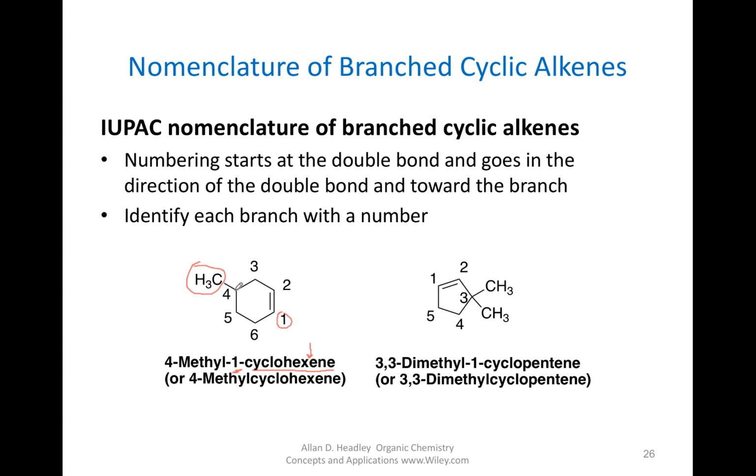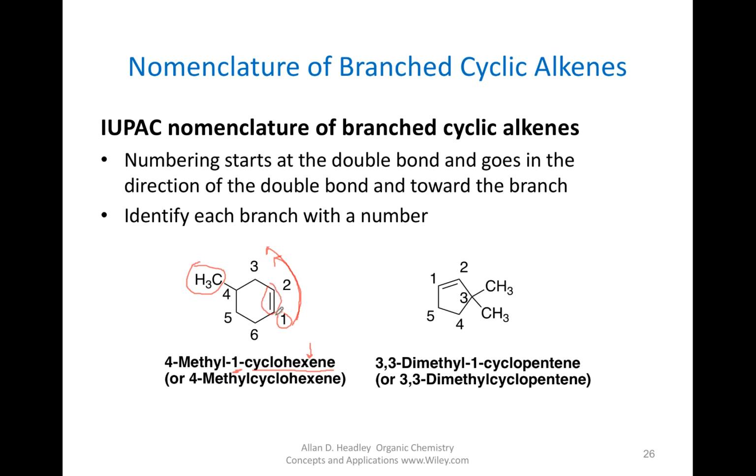Notice we're not starting the numbering at the branch anymore because the double bond takes priority over branching. So you start here. One may ask, couldn't we start over here? Yes, you could. But here's the trick. Once you start, you go in the direction of the double bond. So we go 1, 2, 3, 4. And not the other way. Not 1, 2, 3, 4. We go in the direction of the double bond.